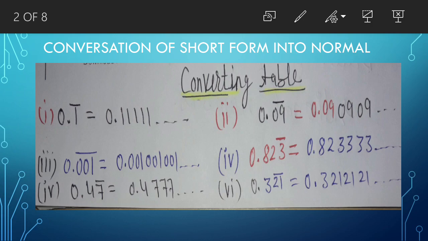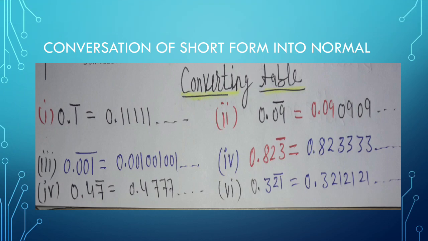So let's see. First, to start this topic, we must know how to convert a short form into a normal form. Here I have prepared a converting table for your understanding. Let's see the first case. 0.1 bar. This line represents that this number is repeating. You can see in the first case only one number is under the line. That means this number is going to repeat, and you can express it like 0.1111 and so on. That means so many 1s will come.